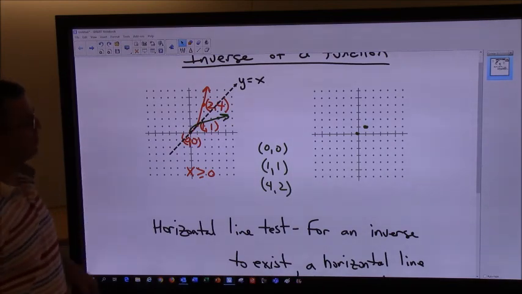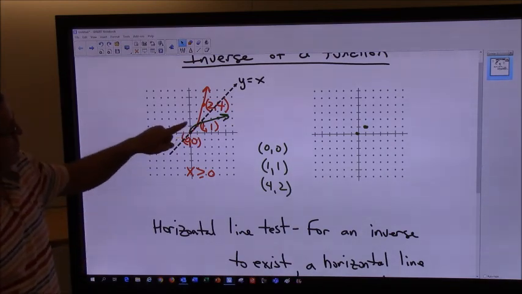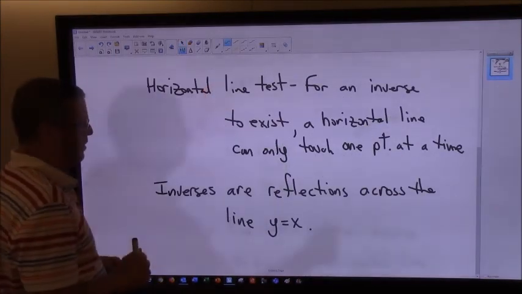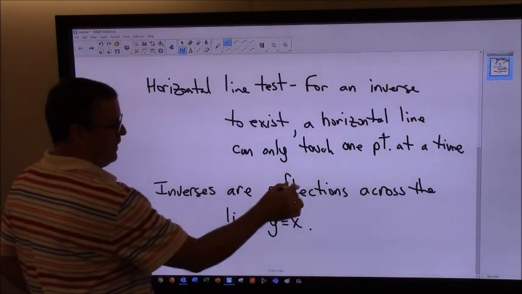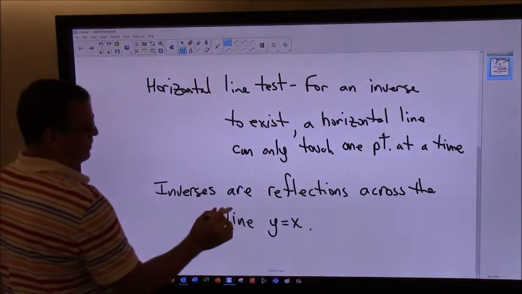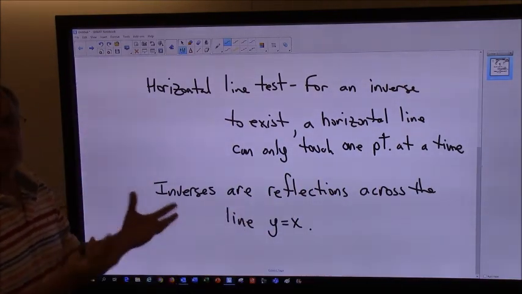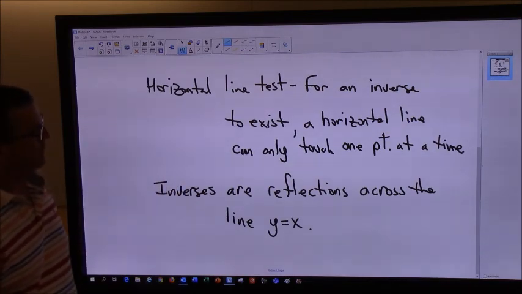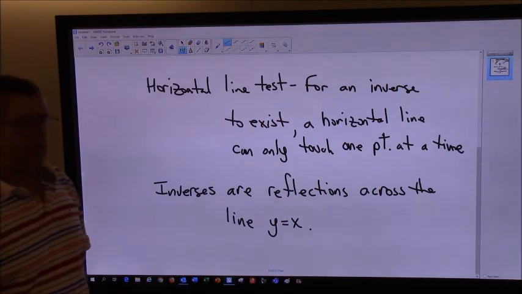So inverses are always reflections across the line y equals x. Let's write that down. So inverses are reflections across the line y equals x. We should be able to see that reflection. All right, so how do you find an inverse function?